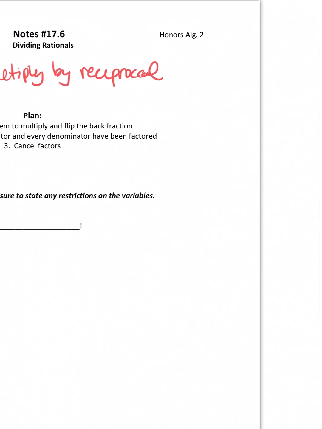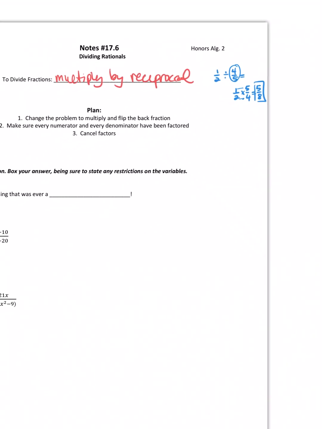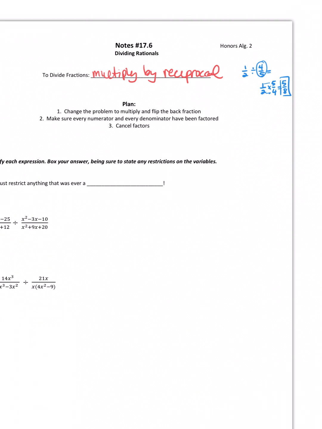For instance, if I ask you to divide 1/2 divided by 4/5, what you actually would do would be 1/2 times, and you flip this over, 5/4. And then you multiply top to top, bottom to bottom, so that'd be 5/8. That's how we multiply fractions. That was one of the very first things we did this year. So now we're just going to apply that to rational functions.